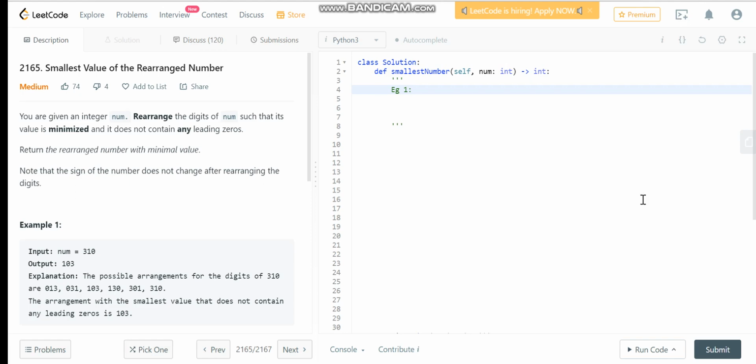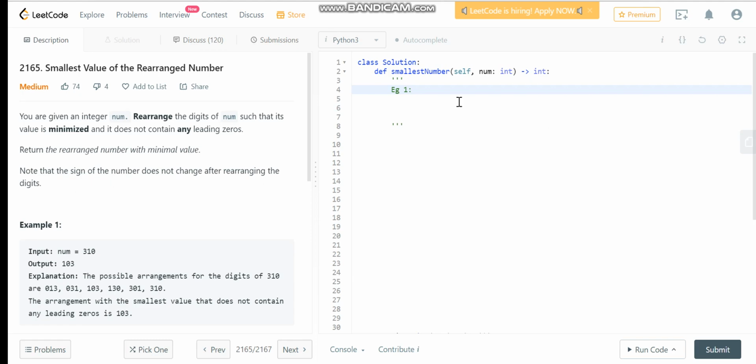In this video, we are talking about problem number 2165 of LeetCode, Smallest Value of the Rearranged Number. The question says, you're given an integer num, rearrange the digits of num such that its value is minimized and it does not contain any leading zeros. You have to return the rearranged number with a minimum value. Note the sign of the number does not change after rearranging the digits.